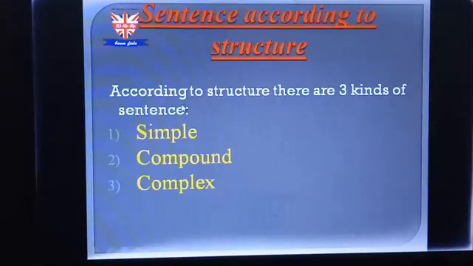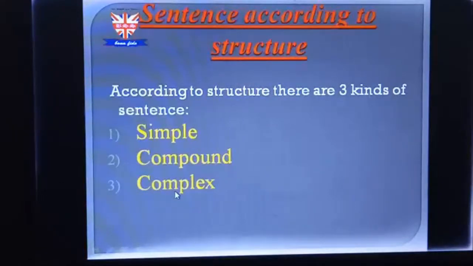If we are discussing the classification according to structure, there are three kinds of sentence: simple, compound, and complex. Usually we used to go for the simple first, then compound, and then complex. But here I've tried to show you something different. As we have done clause, it will be easier for us to understand complex at the beginning, because complex is related with clause.